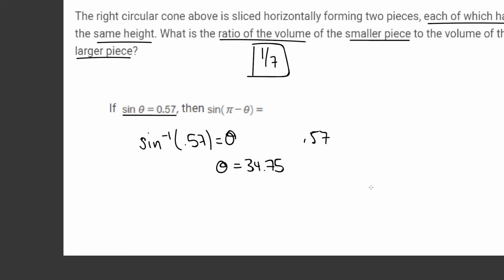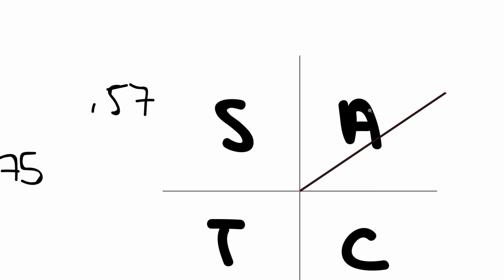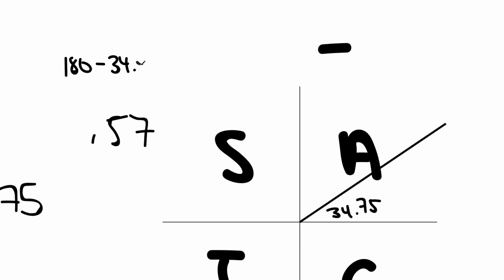And let me explain why that is for a second. So whenever we have angles that are going to be bigger than 90, what we do is just take the reference angle. And what is the reference angle? The reference angle is going to be the angle between the line and the x-axis. So if we have this angle, let's say this is 34.75, if we have 180 minus 34.75, we're left with 145.25. So that will probably look something like this.